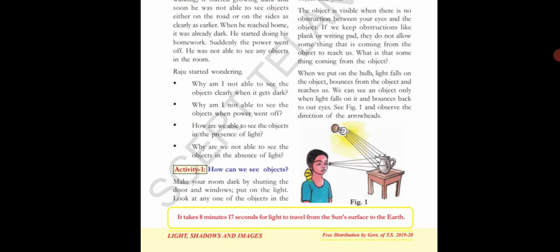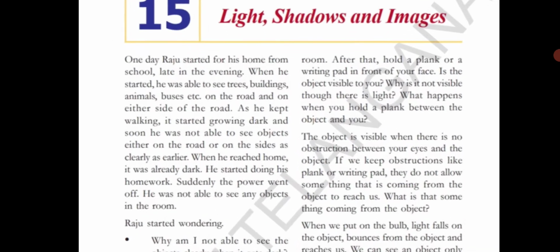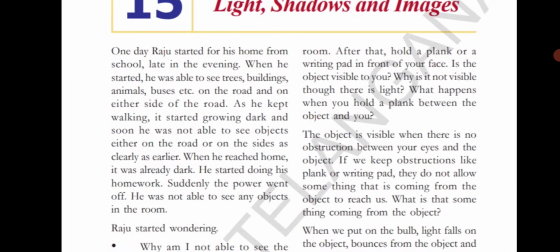Let's go with activity 1. How can we see objects? Make your room dark by shutting the door and windows. Put on the light. Look at any one of the objects in the room. After that, hold a plank or a writing pad in front of your face. Is that object visible to you? No. Why is it not visible?